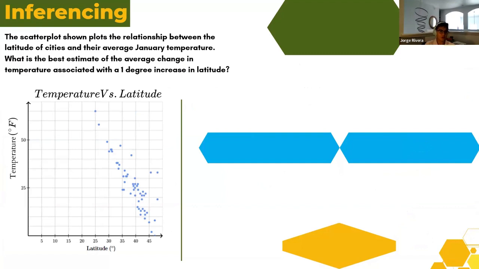All right, so the scatter plot shown plots the relationship between the latitude of cities and their average January temperature, right? So what is the best estimate of the average change in temperature associated with a 1 degree increase in latitude? What is this asking, you might ask? This is just a bunch of baloney. I don't understand what it's saying, but we have to understand what this is asking, right?